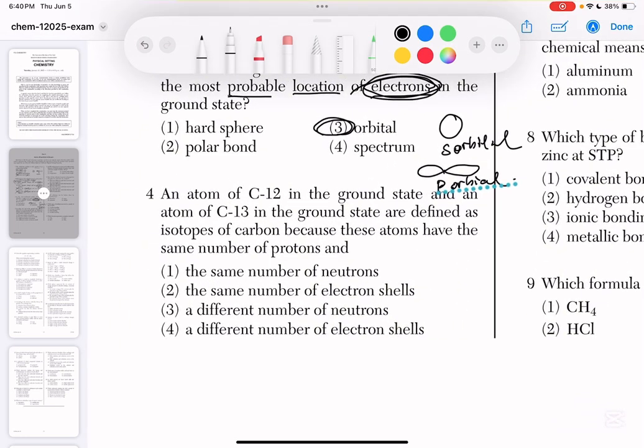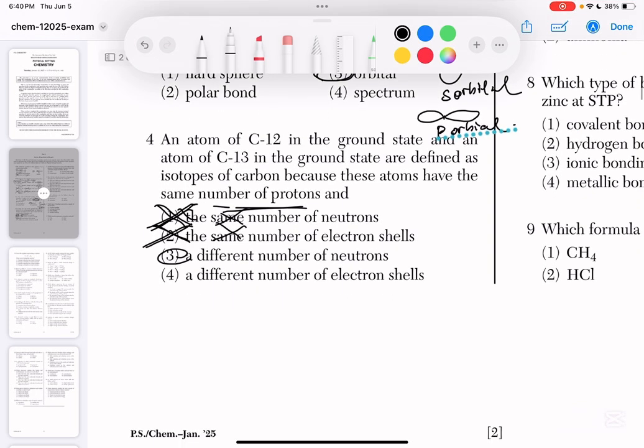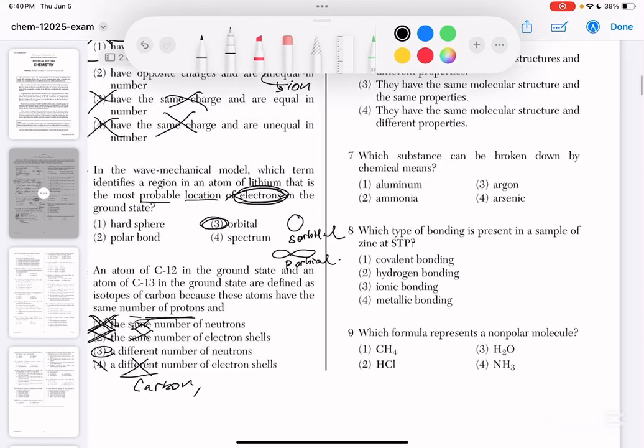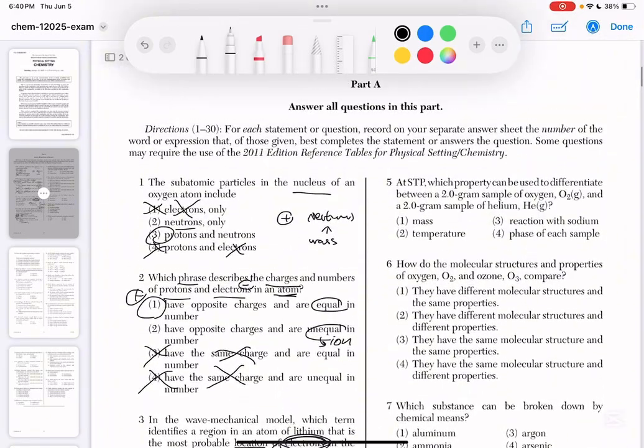C12, C13 isotopes because same number of protons and different number of neutrons. If they had the same number, they wouldn't be different, right? So we can cross the first two out. And since it's still the same element, carbon, it wouldn't make sense for it to have a different number of electron shells. So we can determine that the answer is 3.